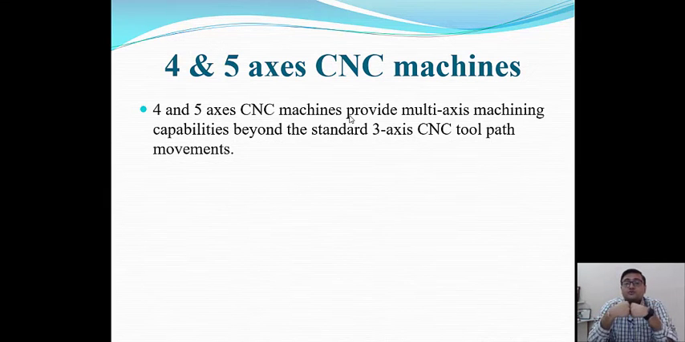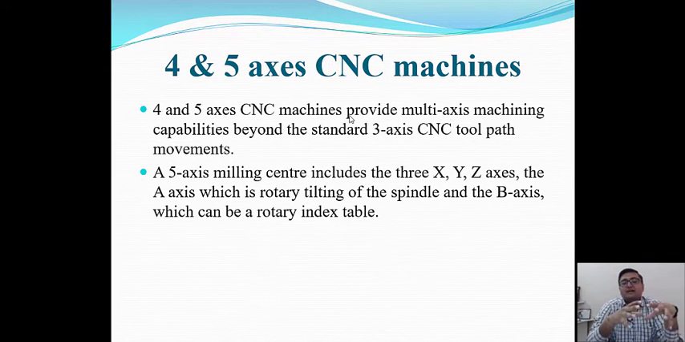So in order to solve your curiosity, what is written here? 4 and 5 axis CNC machines provide multi-axis machining capabilities. What do multi-axis machining capabilities mean? We are going to learn this from the video. A 5-axis milling center includes the 3 axes X, Y and Z, the A axis which is the rotary tilting of the spindle, and the B axis which can be a rotary index table.